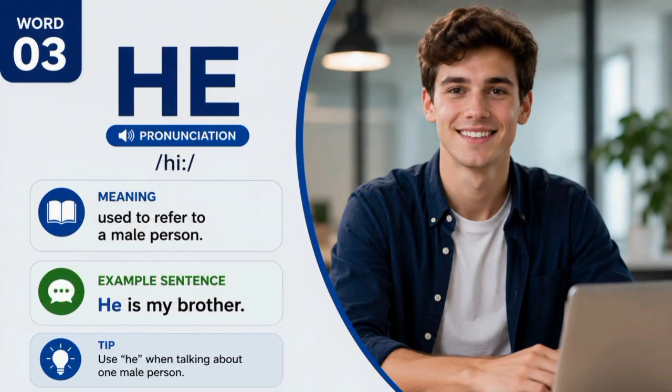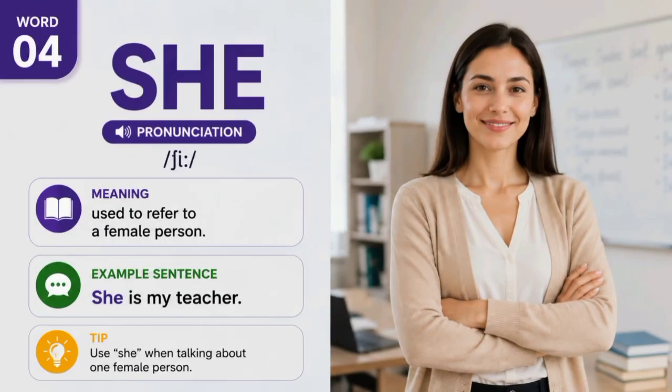The third word is he. Used to refer to a male person. For example, he is my brother. Use he when talking about one male person. The fourth word is she. It is used to refer to a female person. For example, she is my teacher. Use she when talking about one female person.